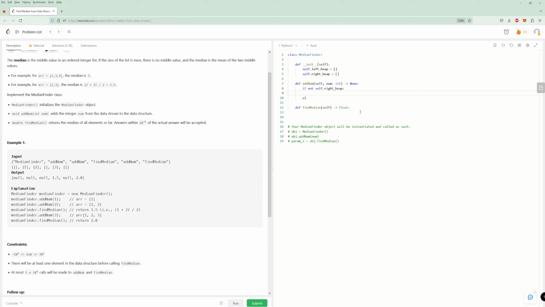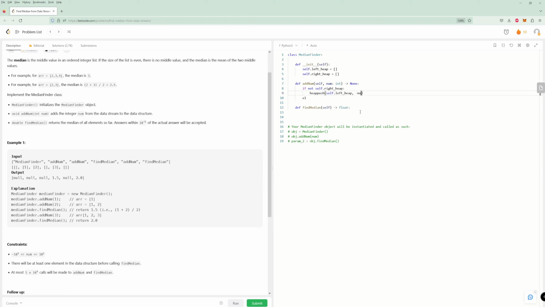So if there's no right, let's just push onto the left because we don't have that criteria of we need to be smaller than the smallest element in the right heap. So if it's not here, let's just heap push self.left heap, and then we'll restructure later. Left heap. And remember, this actually needs to be negative num.